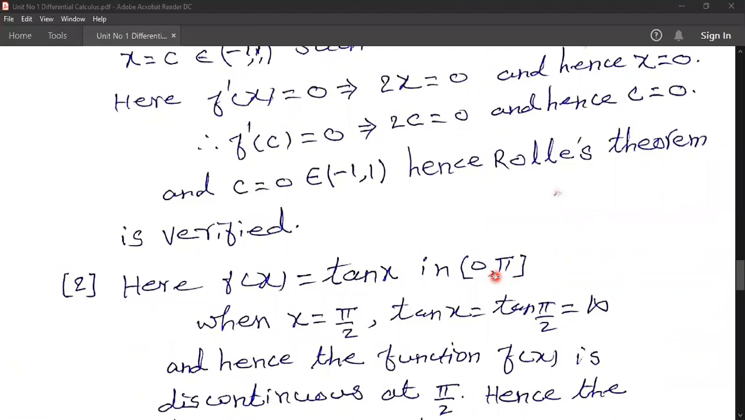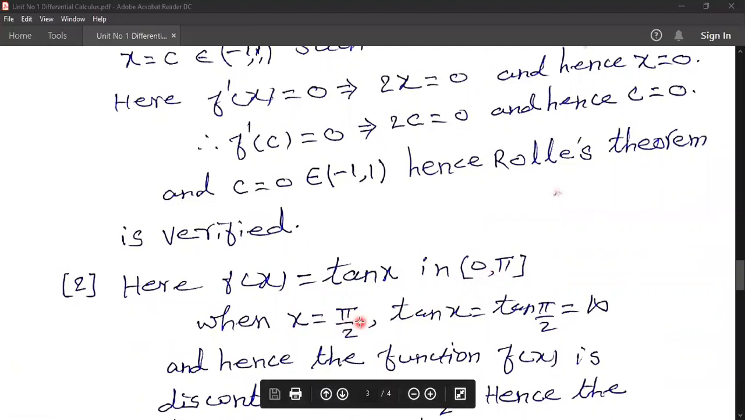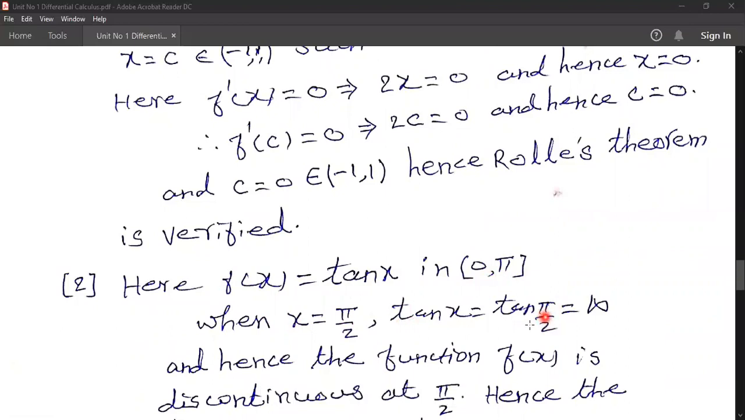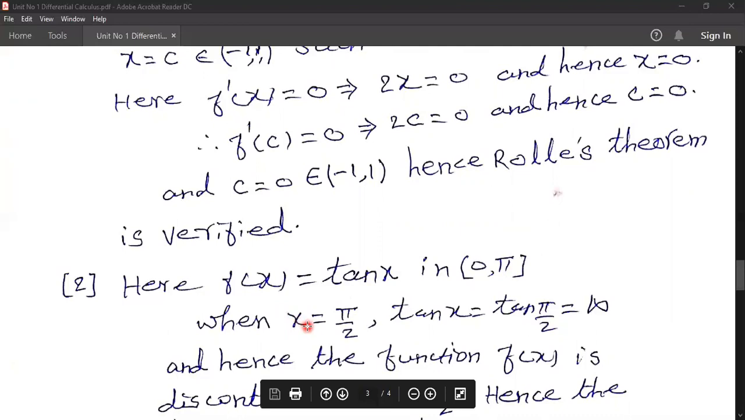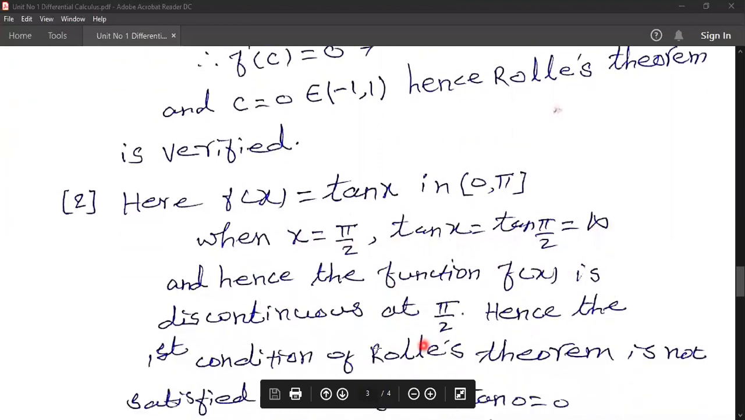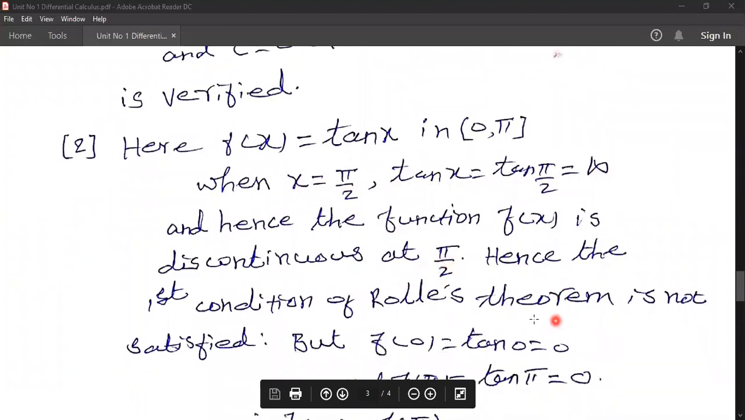So when x is equal to pi by 2, then tan of x is equal to tan of pi by 2, and tan of pi by 2 is tan 90 degrees, that is sine 90 upon cos 90. Sine 90 is equal to 1, cos 90 is equal to 0. Therefore, 1 upon 0 is equal to infinity. So when x is equal to pi by 2, this becomes infinite. Hence, the function f of x is discontinuous at the point x equal to pi by 2. Hence, the first condition of Rolle's theorem is not satisfied.